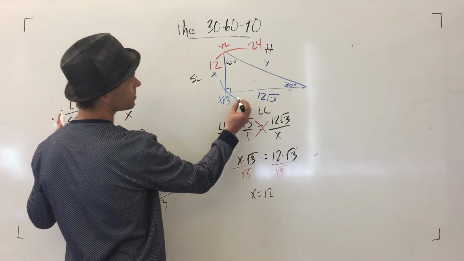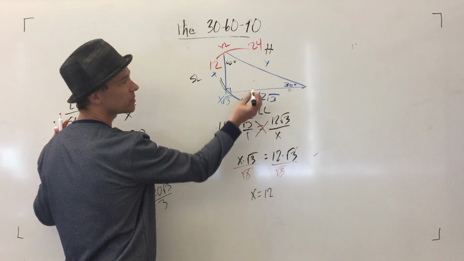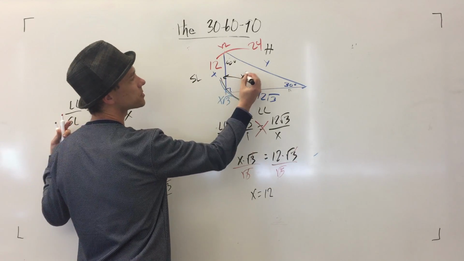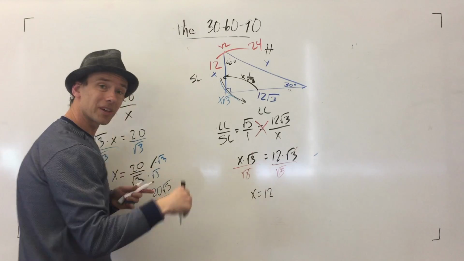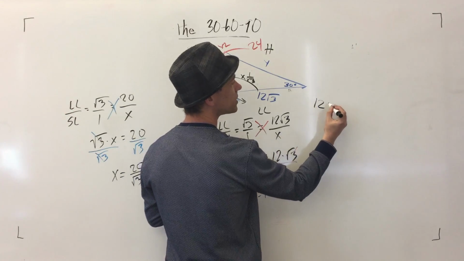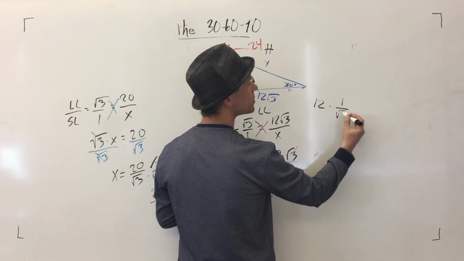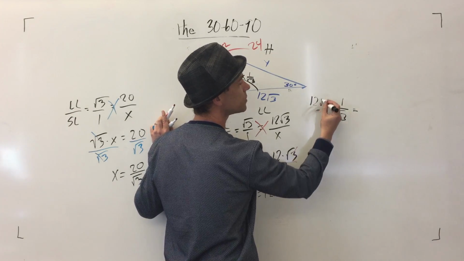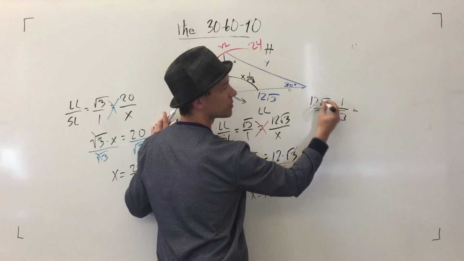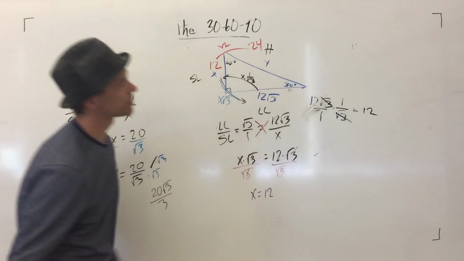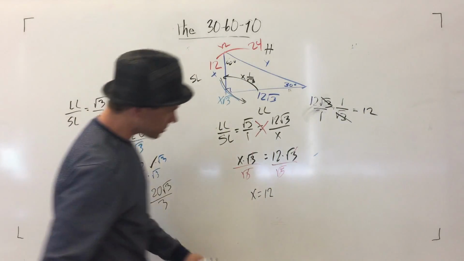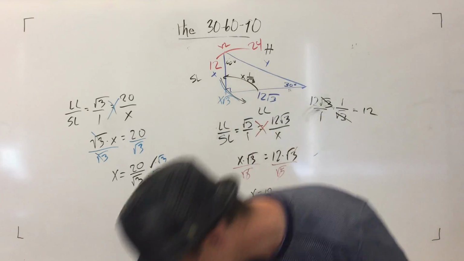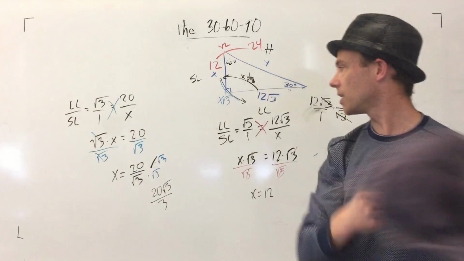Or, you know, remember, if you know that you're multiplying by root 3 to go that way, then you must be multiplying by 1 over root 3 to go the other way. And you could say 12 root 3 times 1 over root 3. Those cancel, and you're sitting there with your 12. Boom, boom, boom.